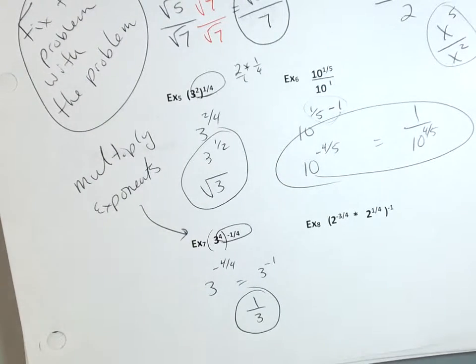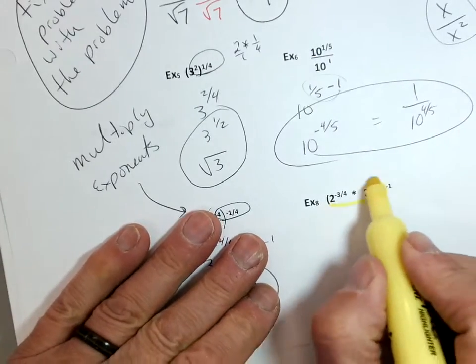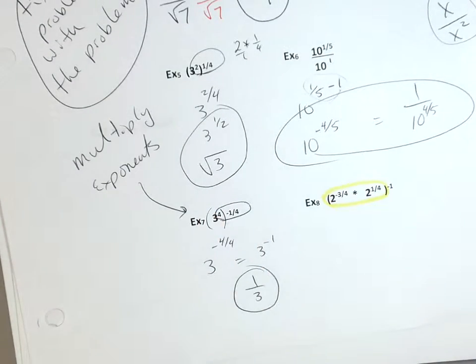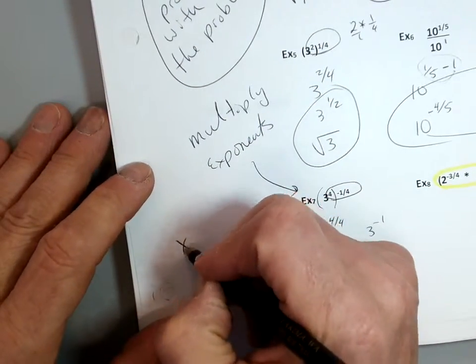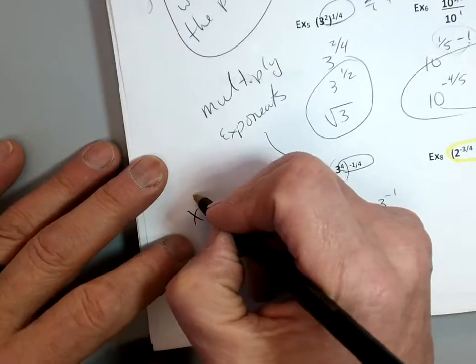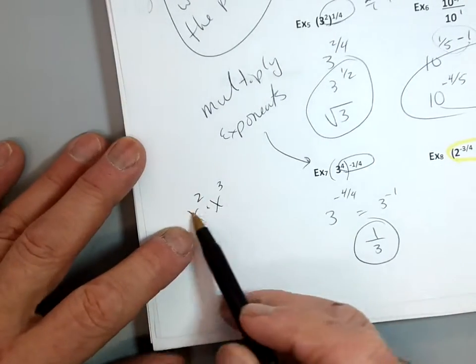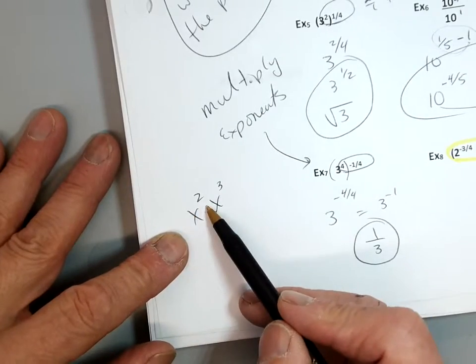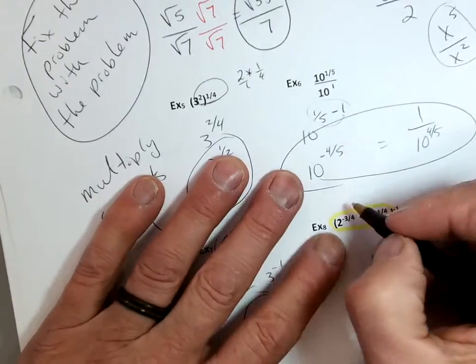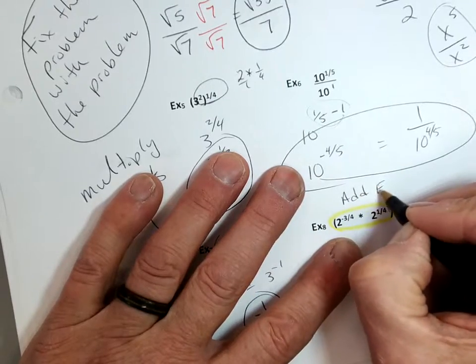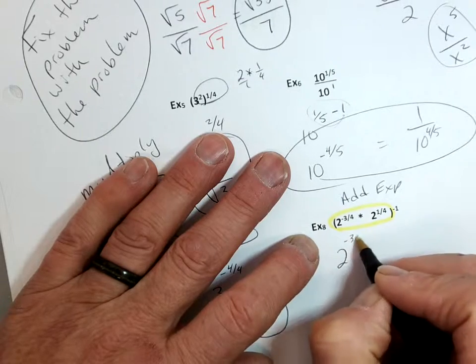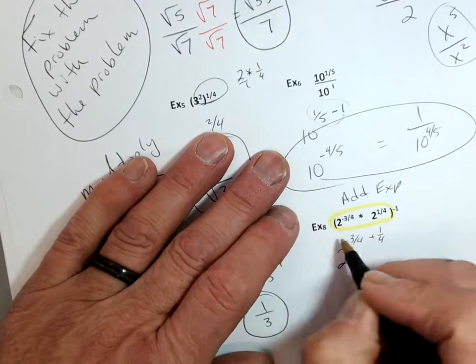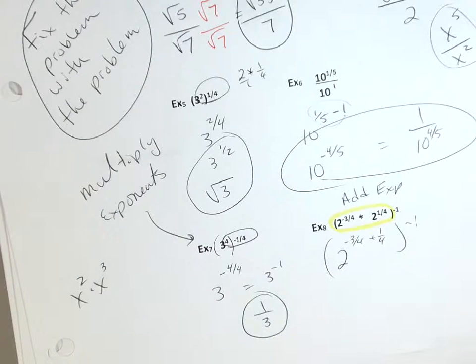Okay, example 8. Let's do what's inside first. Let's tidy up what's inside, right? So, little side note, if you had x to the second times x to the third, what do you get? Right, x to the 5, you guys agree? So let's add exponents right here first, okay? So I'm going to get a 2 to the negative 3/4 plus 1/4 first, okay? So I'm going to get a 2 to the negative 2/4, you okay with that?